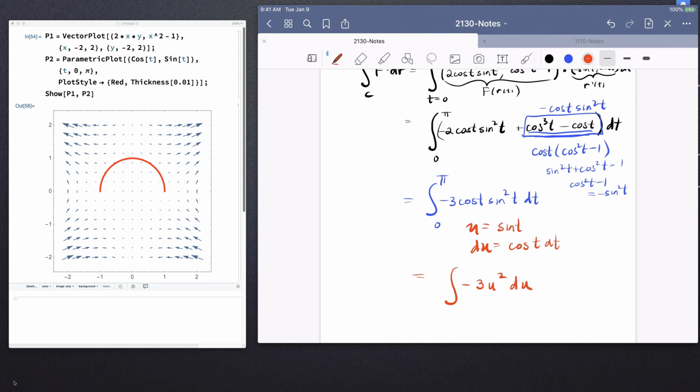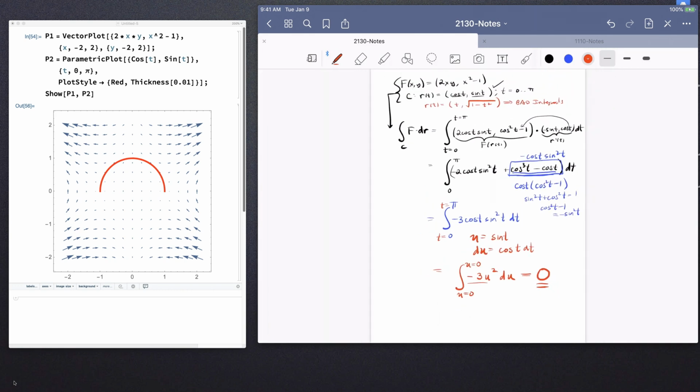And then we switch our limits; these are t limits. When t is equal to 0, u is equal to 0, and when t is equal to pi, u is equal to 0. So we have the integral from 0 to 0 of an integrand, which means that our integral is equal to 0.